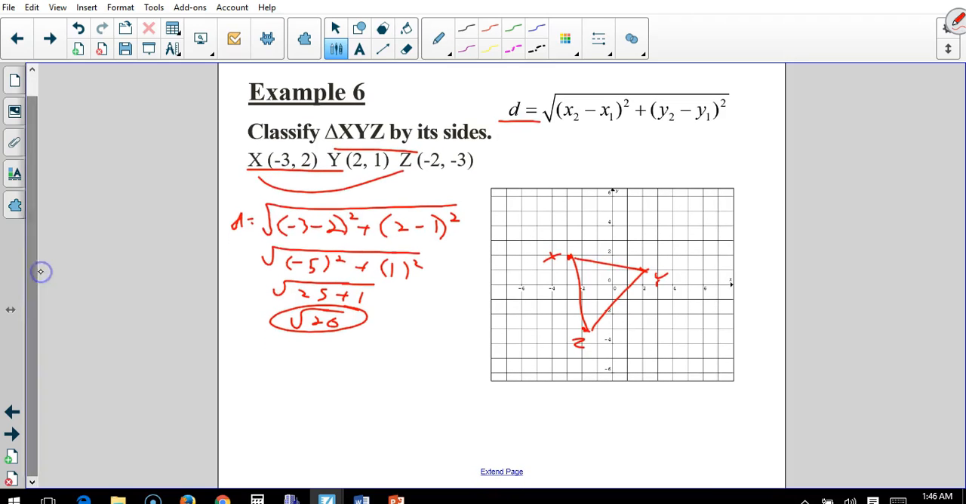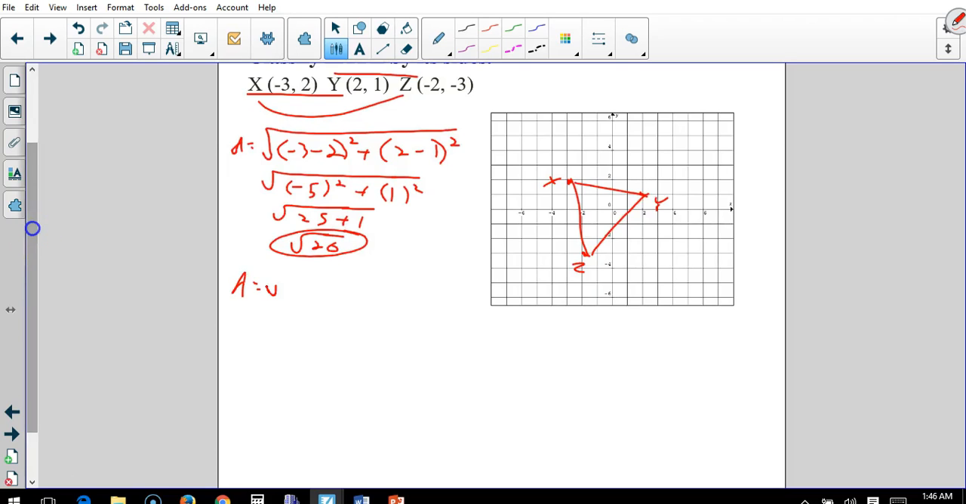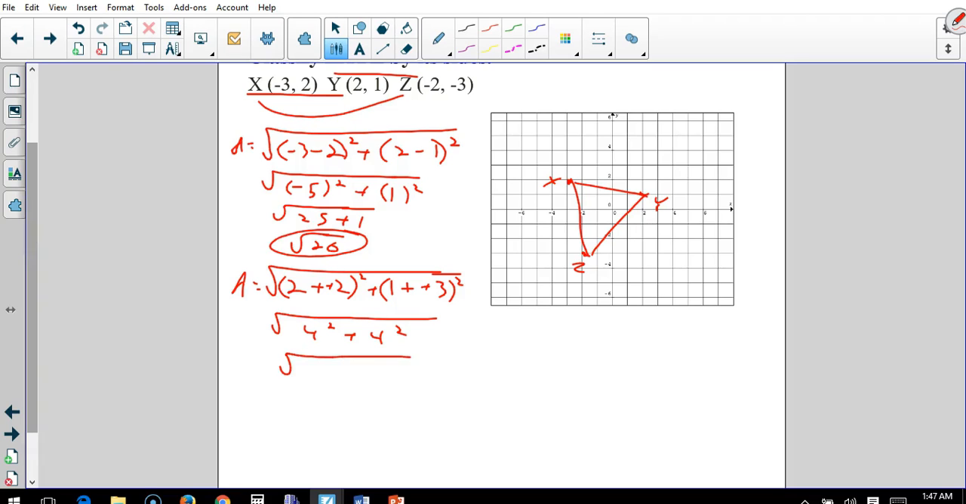Now I'm going to do y to z. So distance equals the square root of 2 minus -2 squared plus 1 minus -3 squared. Well, this becomes plus, so that's 4 squared. This becomes plus 4 squared. So that's the square root of 16 plus 16, which is 32.